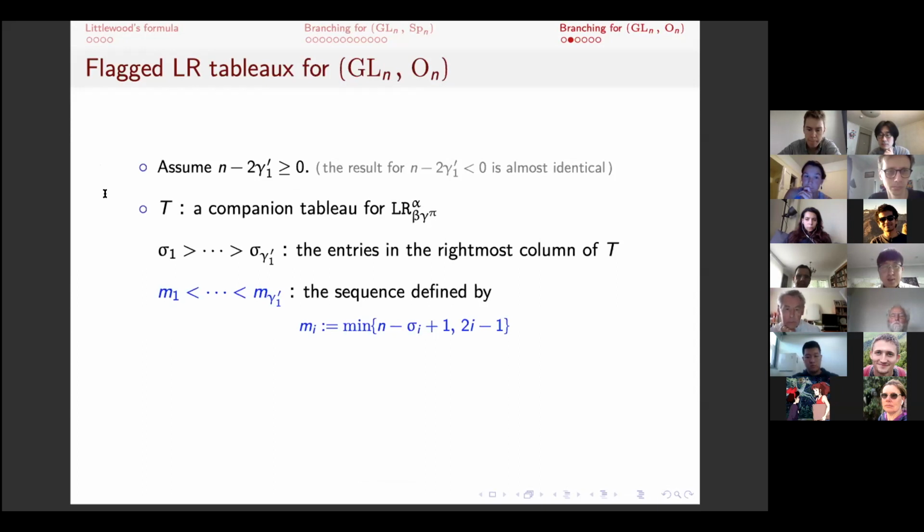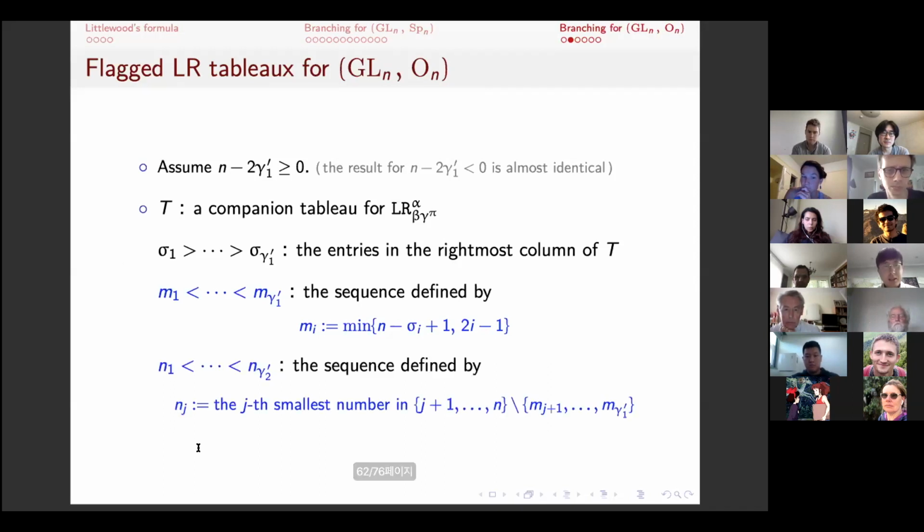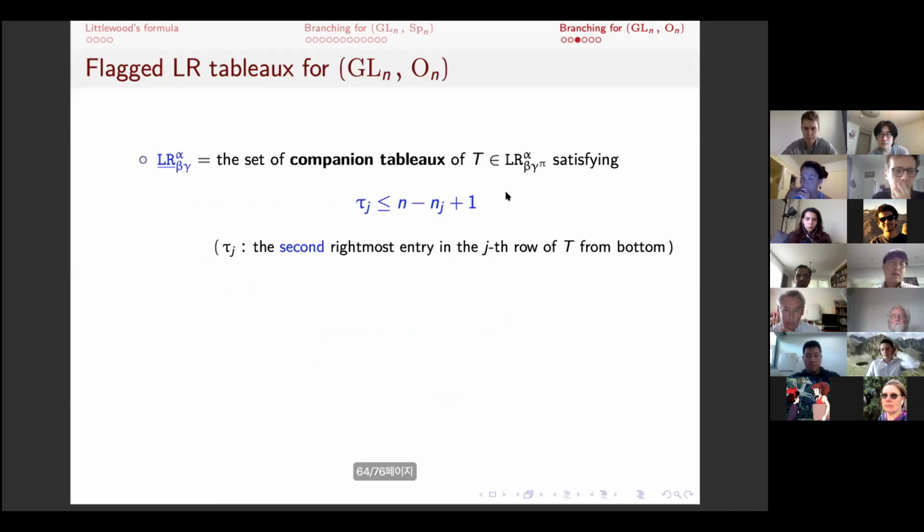In the orthogonal case, we need to consider some additional sequences obtained from the rightmost column of T. Let m_i be the minimum of m minus sigma i plus 1 and 2i minus 1. Then n_j is defined by the j-th smallest number in this set, depending on the index j and the sequence m_i. Then the flagged error tableaux for GLN and ON are defined by the companion tableaux satisfying that the second rightmost entries in the j-th row are always less than or equal to n minus n_j plus 1. We denote by the set of these flagged error tableaux for GLN and ON.